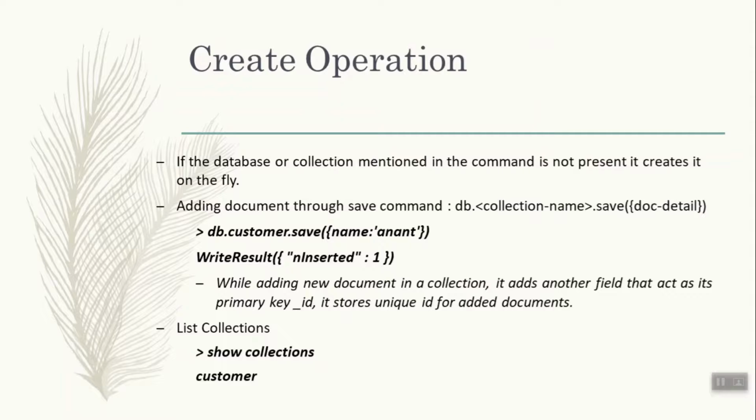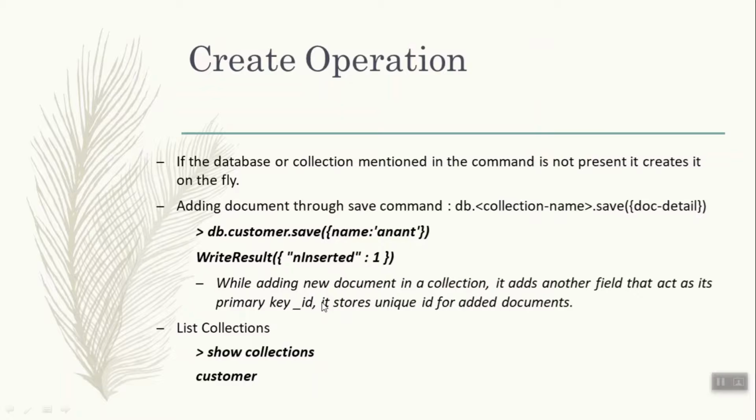Adding a document through the save command. So we'll see how we will add a document through the save command. We need to write the syntax db.customer.save, and in round brackets we need to insert curly braces, that is a dictionary of key and value pair, name colon the name of a person, let it be Anand. Once we do this, we will get this as the output.